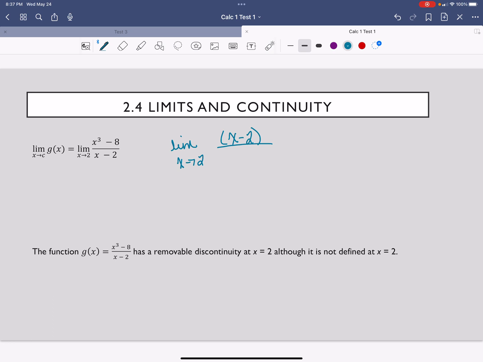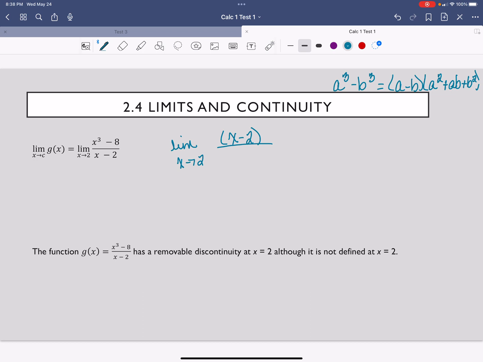This is a difference of perfect cubes. So that's going to be a cubed minus b cubed, and that factors to a minus b and a squared plus ab plus b squared. That's how that factors. So we just have to go back and remember that factoring, okay?